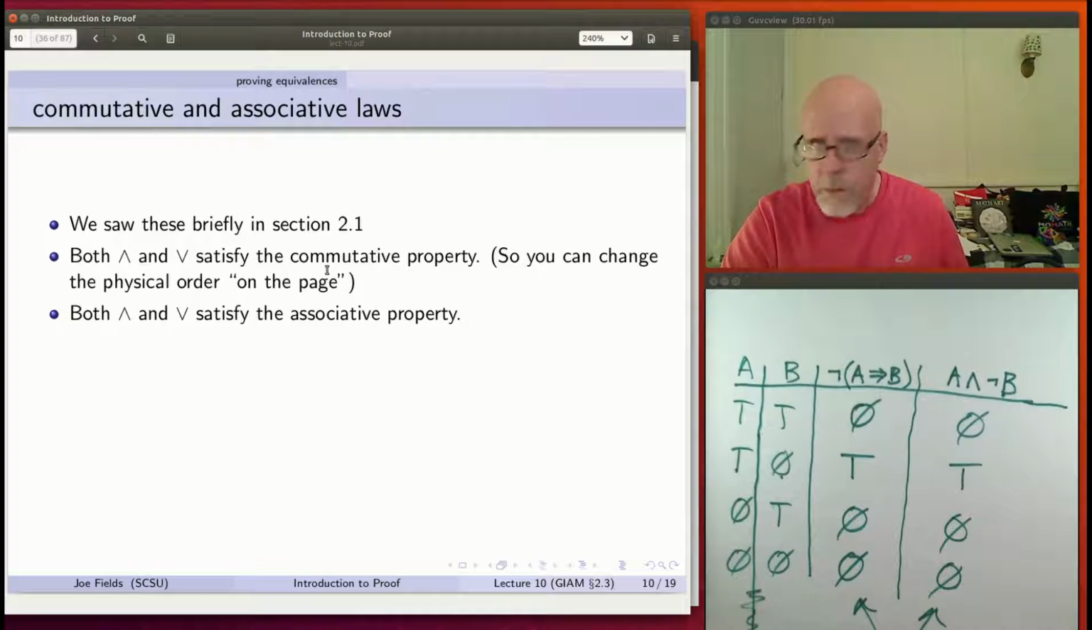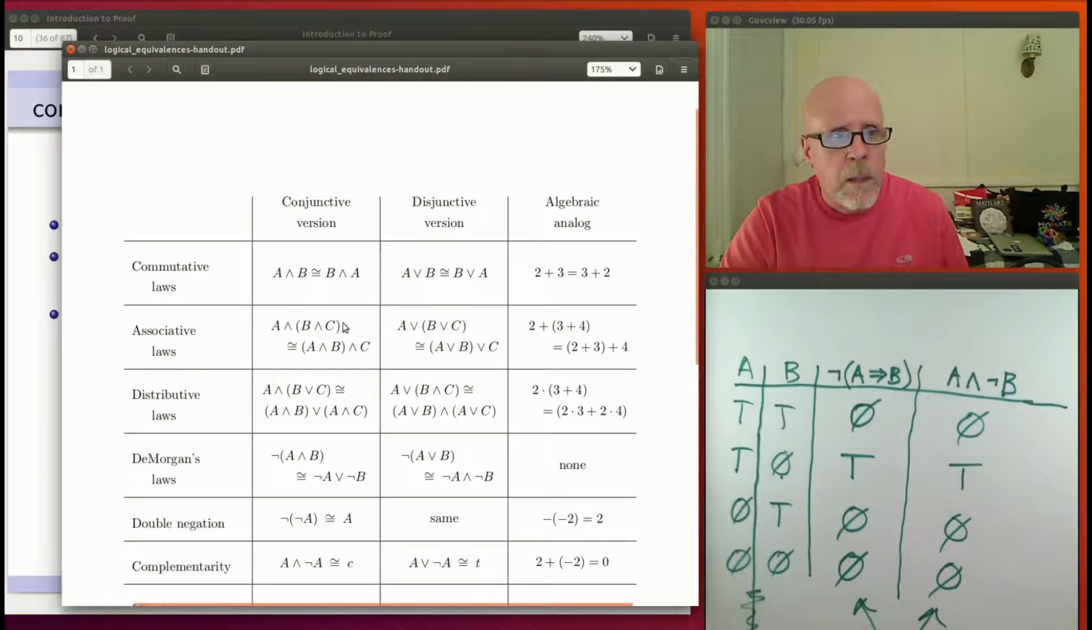Now that's a little more interesting. The associative property says basically parentheses can go anywhere you want. So if you have three things in a row, you can parenthesize the ones on the right, and that means do the and of B and C first, and then and it with A. Or you can parenthesize the ones on the left. Do A and B first, and then and that result with C. Same thing is true of or.